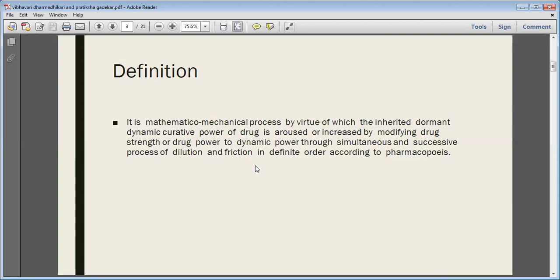So what we are doing is increasing this property, which is used for curing the patient, the cure of the disease which is present passively in that particular crude drug substance. We are activating that power, that property, through simultaneous and successive processes of dilution and friction in definite order according to pharmacopoeias. So by giving certain strokes, by collision, we want to modify the property of that drug so that it will be useful for curing the patient. So this is the proper definition of potentization, where we are arousing the dormant property of that particular drug substance.